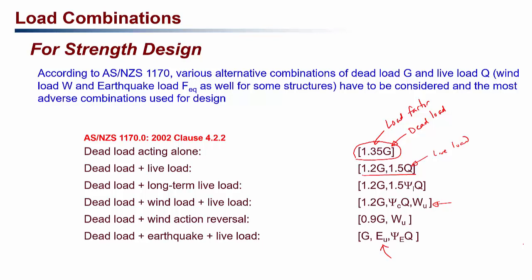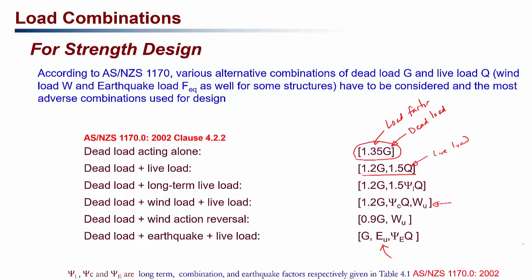So we'll come to the load factors in the next video, but just remember that the structure might be subjected to a combination of load conditions, and we have to use all these load combinations to see which one is the extreme load condition, and then we use that one for the structural design.